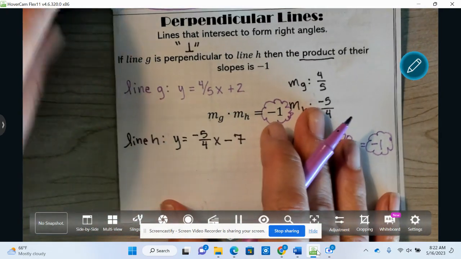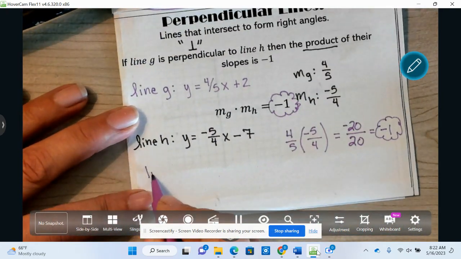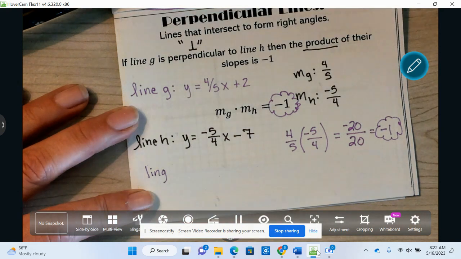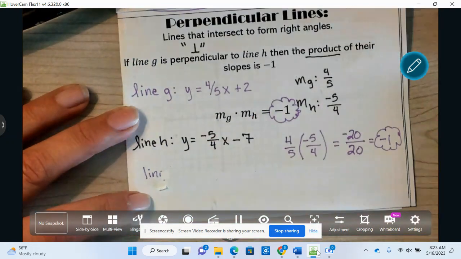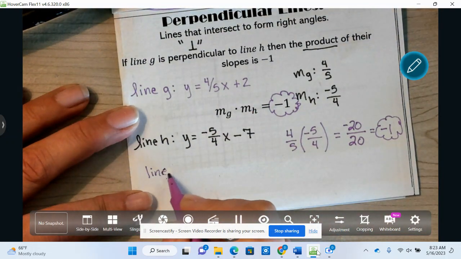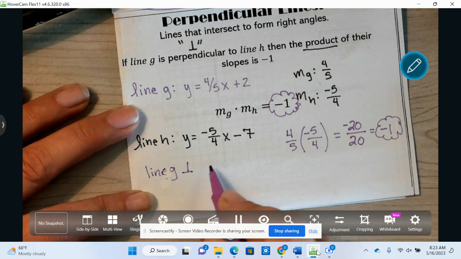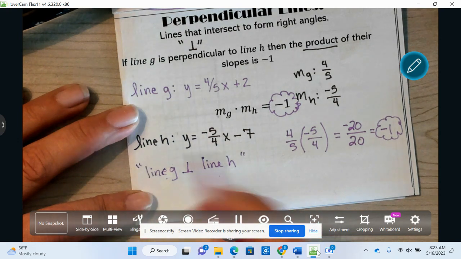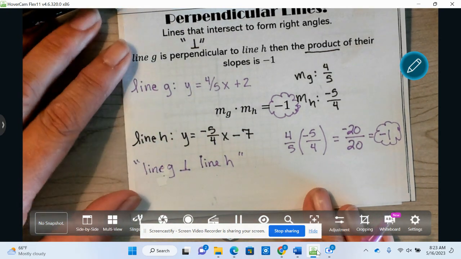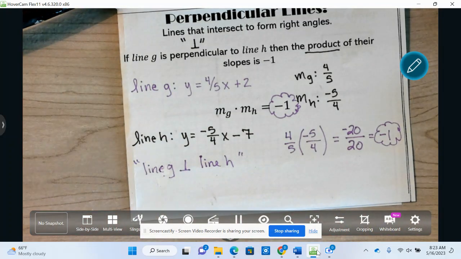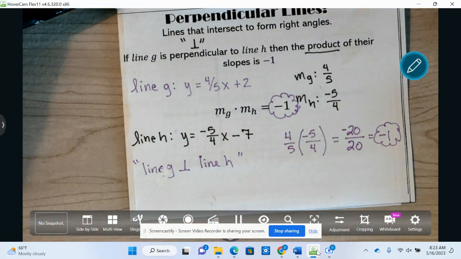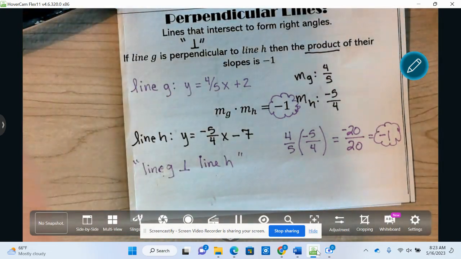It's -1. So what does that mean? That means that line, whoops, sorry, it says Ling. Let me fix that. It means that line G is perpendicular to line H. And that's just how we write it. Line G is perpendicular to line H. And we use that symbol, that upside down capital T. Okay. Line G is perpendicular to line H.